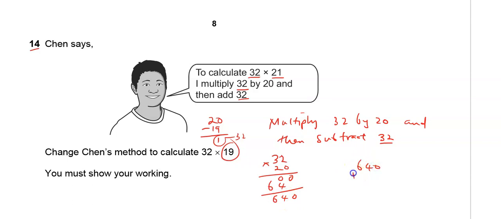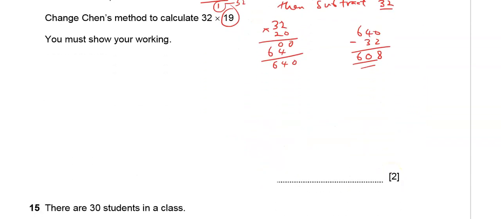Therefore, 640 plus 32. Sorry, we are not adding, we are taking away. We are subtracting 32. So we borrow 10, so 10 minus 2 gives us 8. Remainder 3 here, 3 minus 3 gives us 0. So the answer is 608. You can confirm this by multiplying this out.